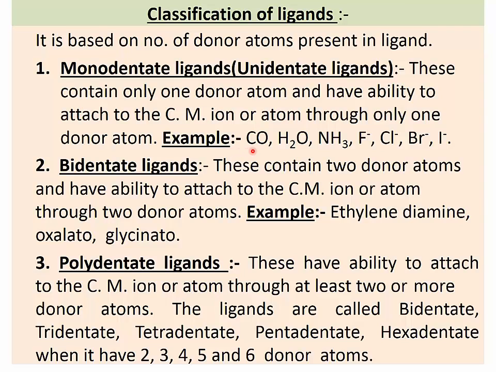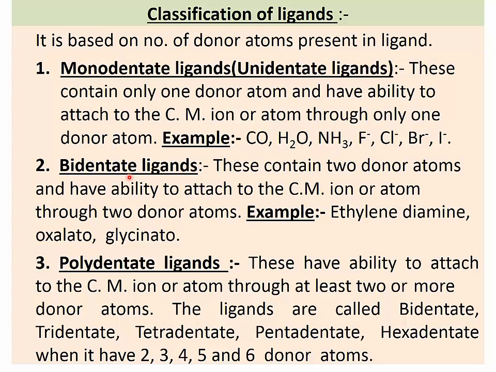Examples are carbonyl, water molecule, NH3, fluoride, chloride, bromide and iodide. In ammonia, on nitrogen there is a lone pair of electrons which is donated to the central metal atom or ion. Hence, only one electron pair is donated and therefore it is called a monodentate ligand.